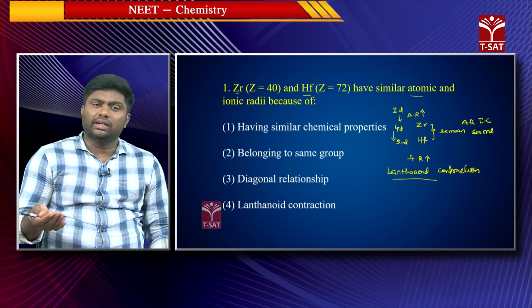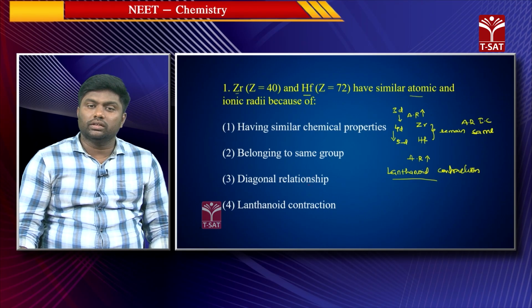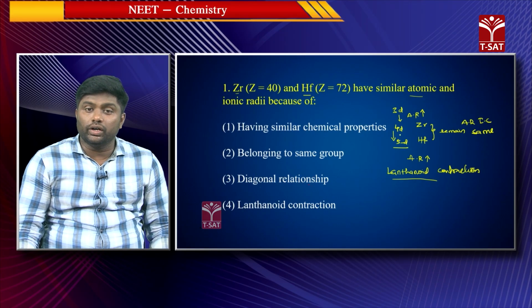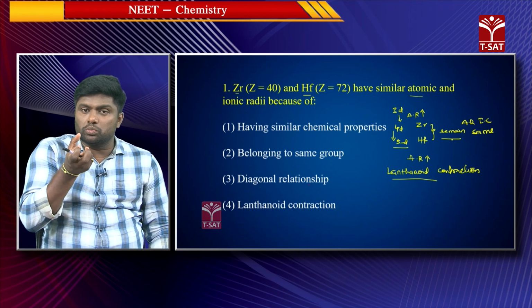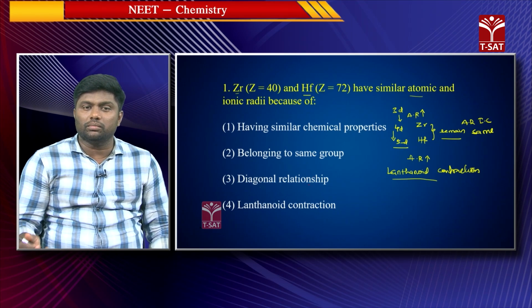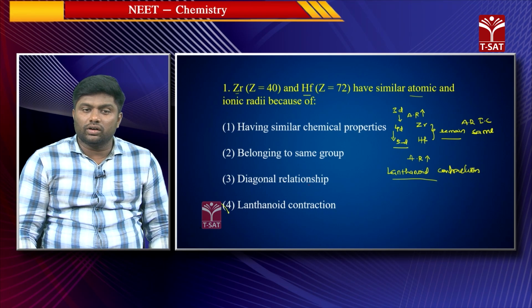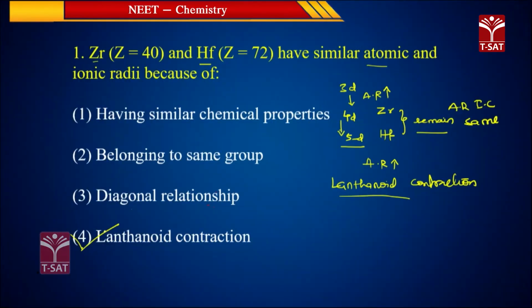Similarly, we have actinide contraction also. But here, from 3d to 4d the normal increase occurs, while from 4d to 5d the lanthanide contraction will be there. Because of that, the size decrease is nothing but remaining the same, right? So the correct option is lanthanide contraction, option 4 is the correct option.